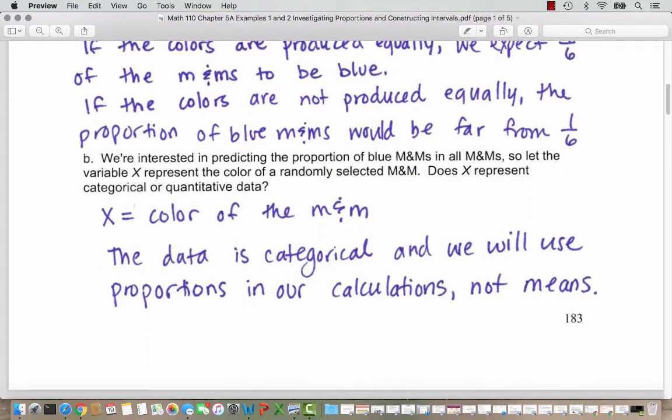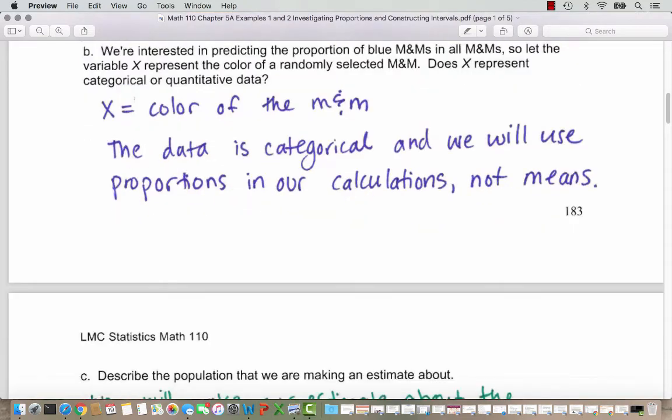So we are interested in predicting the proportion of blue M&Ms in all M&Ms. We are going to let the variable x represent the color of a randomly selected M&M. So we want to think about, is x representing categorical or quantitative data? Since x equals the color of the M&M, and we're going to have 6 choices for x, the data is categorical, and we will use proportions in our calculations, not means. Means would apply to quantitative data where you would have an average.